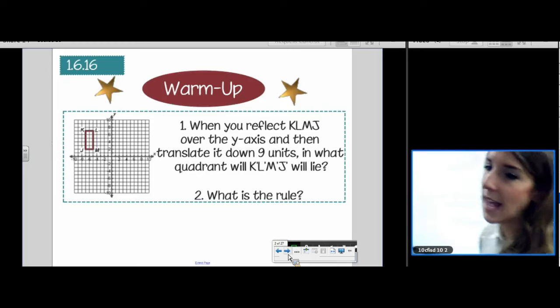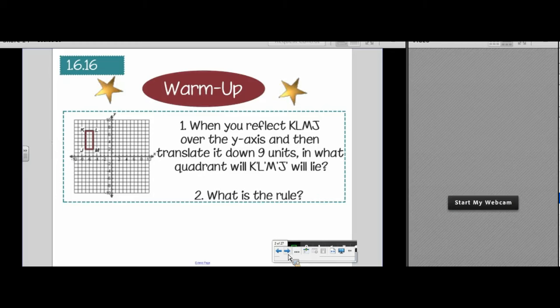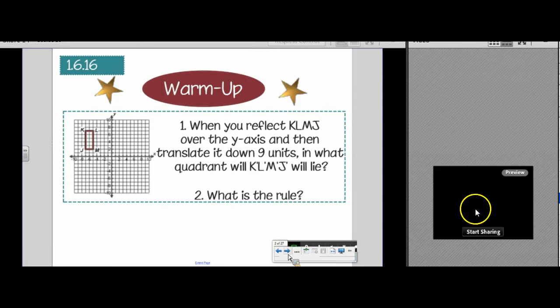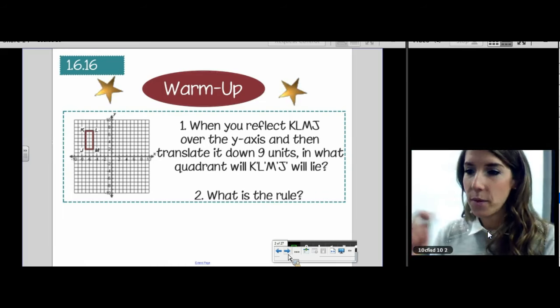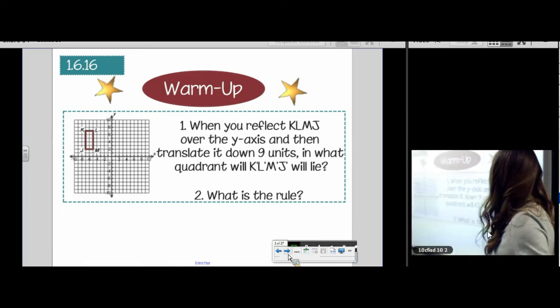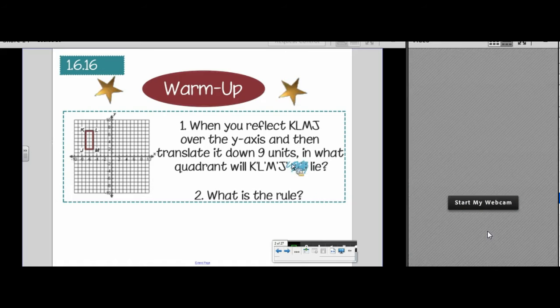When you reflect KLMJ over the y-axis and then translate it down 9 units, in what quadrant will K prime, L prime, M prime, J prime lie? Oh, there's a typo. Forgot to fix that. I caught it last period, but I forgot to fix it. And then afterward, write what the rule is.